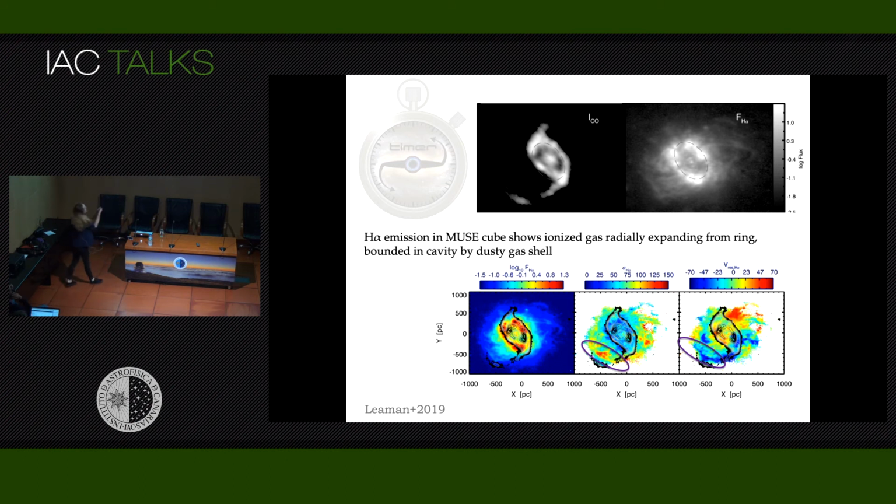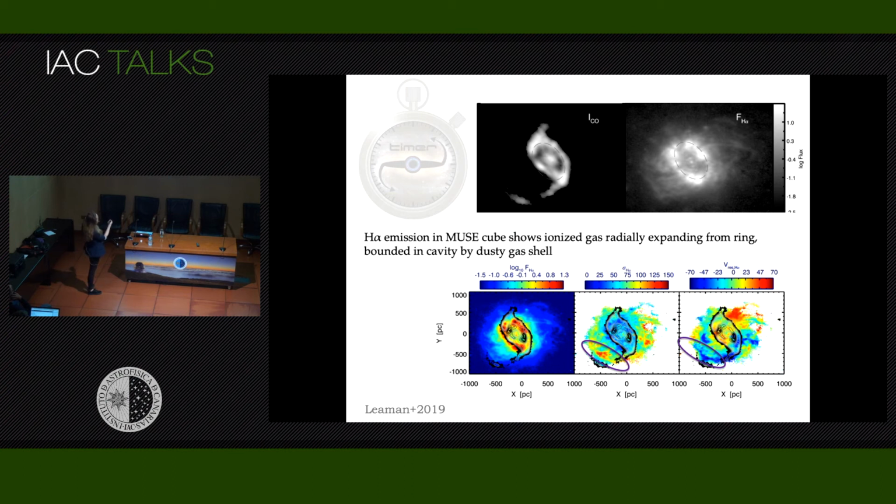So here you can see the H-alpha map, and you can see already these filaments, that the ionized gas is expanding away from the ring, and it's bounded to this cavity, to where the molecular gas is. So it's probably in favor of our scenario.